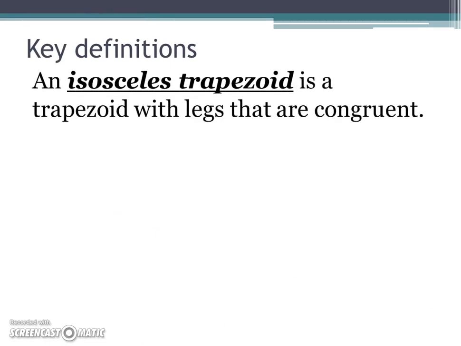There's a special type of trapezoid. It's called an isosceles trapezoid. An isosceles trapezoid has legs that are congruent. So the parallel sides aren't congruent, the legs are. So what it looks like here, you have your pair of parallel sides, and you have your legs that are congruent.